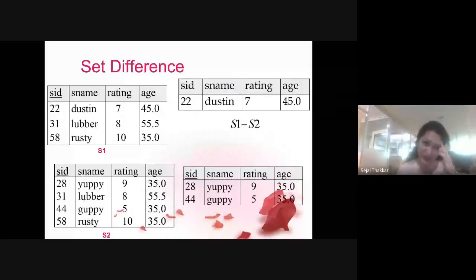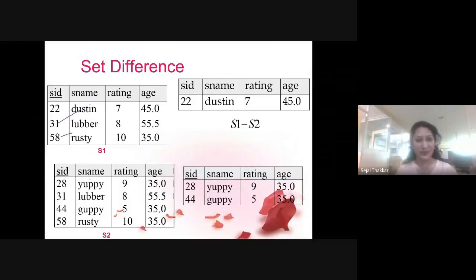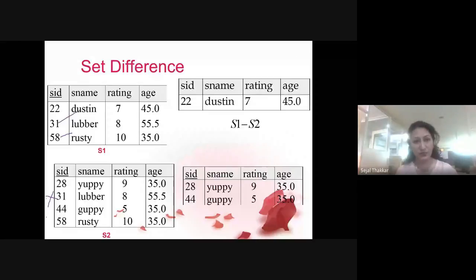Here in this S1 table, I'm having 22, I'm having 31, I'm having 58, right? In the S2 table, I'm having 28, 31, 44, and 58. So I can say that 31 is repeated, 58 is repeated. Only the value 22, which is available in S1 but not available in S2, will come as output.